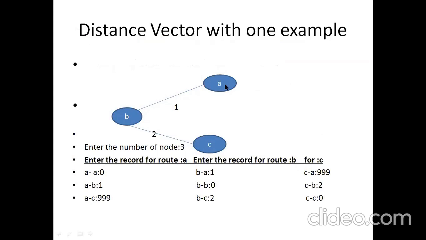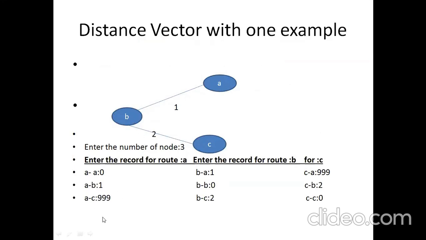Here, say this is my 3 nodes, which we note as A, B, C. And the cost of the link is also mentioned on the line. Now we have to enter the number of nodes. How many nodes? That is 3. And we have to enter the record for the root A. From A, what is my route to the other nodes?